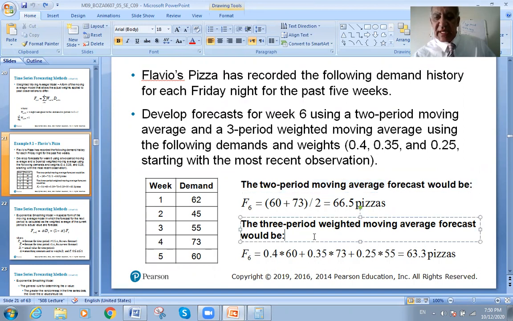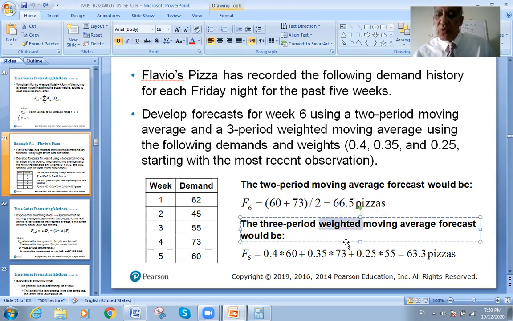But here I will say 3 periods weighted moving average. What is the difference between the weighted and the moving average? Moving average: you add them together and divide them by the number of periods. If you said 2 periods, you divide by 2. If you said 3 periods, you divide by 3. That's it.